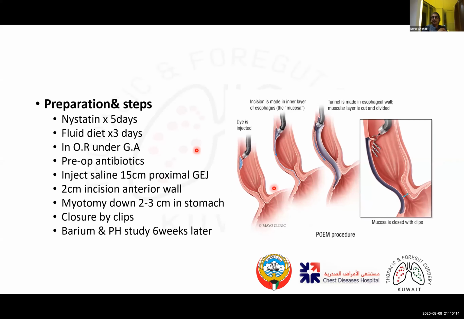So what happens in POEM? Usually it involves injection of the submucosal area with dye or with normal saline, and then they create a tunnel between the mucosa and submucosa, and the tunnel should reach onto the stomach at least 2 to 3 centimeters. They use a special knife in the tunnel to cut the inner circular muscle, basically completing their myotomy, and then close the tunnel with endoscopic clips.